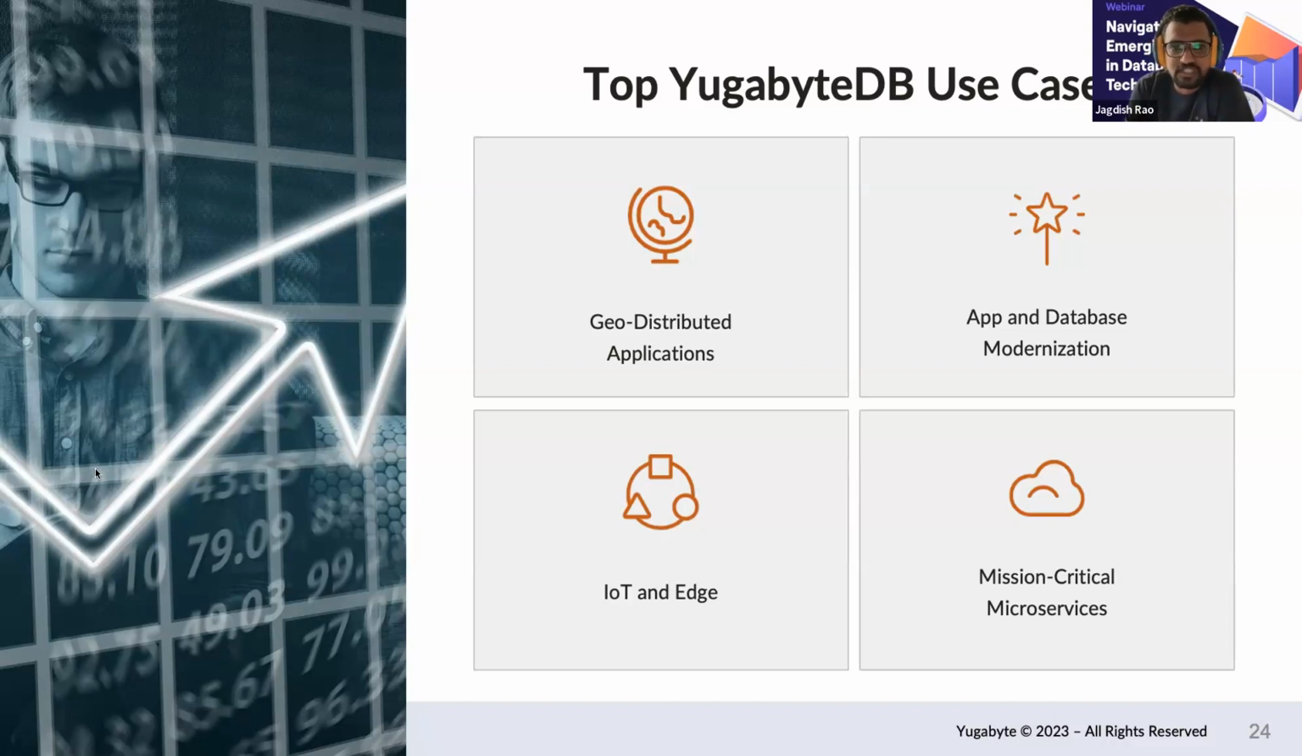I'll talk about a use case where we modernized the application and database for a customer, and how they were able to completely modernize their data layer strategy. A very interesting use case is IoT and edge, how we are powering a customer there, and how they were able to utilize Yugabyte to its maximum potential. And last but not least, how we were able to modernize a mission-critical microservice for a customer of ours.